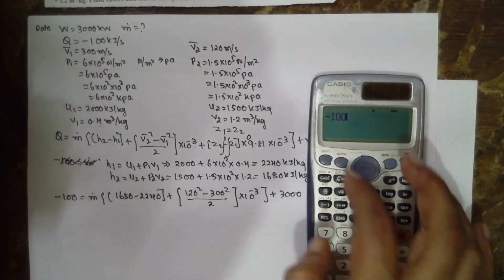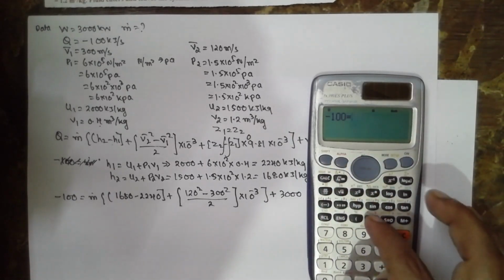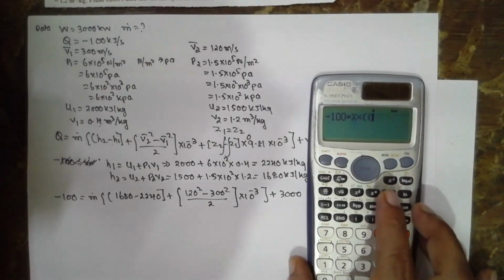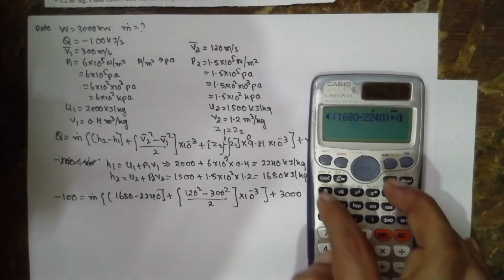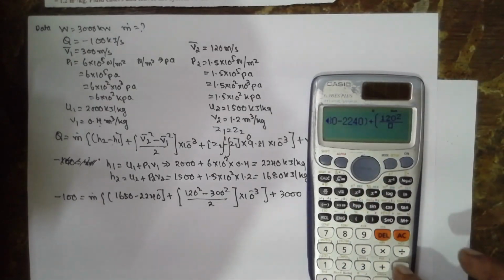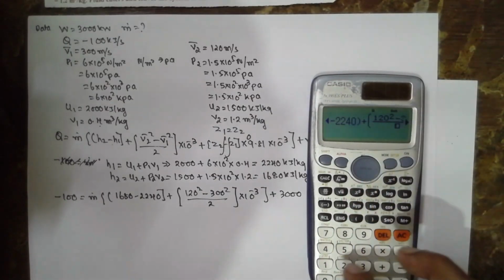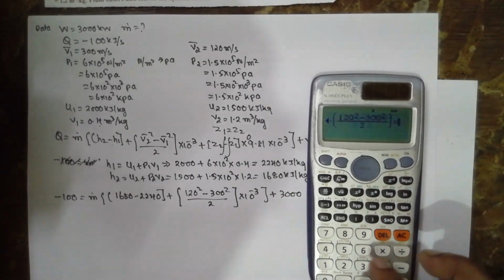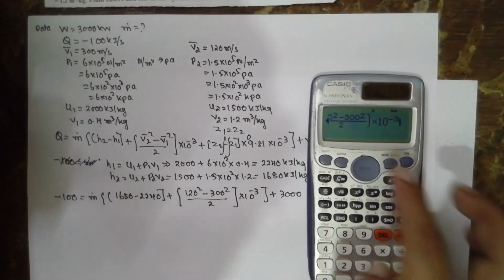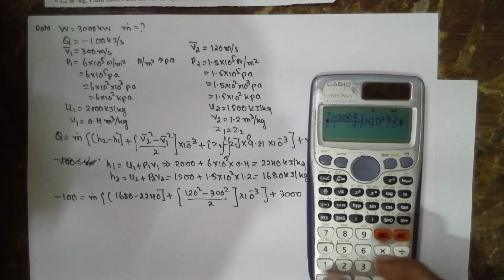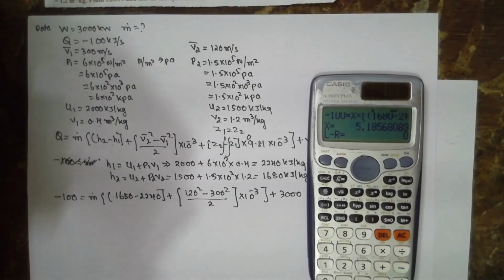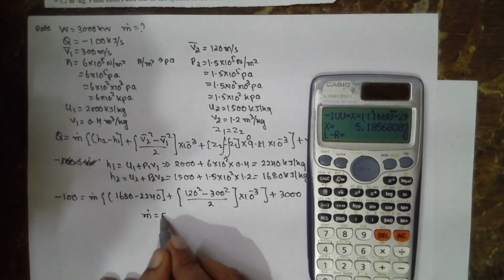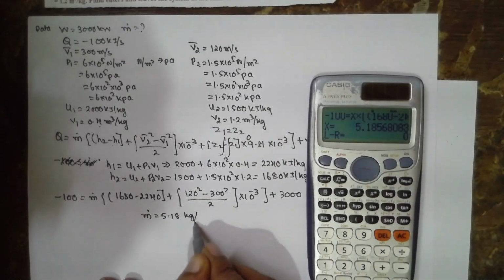Minus 100, alpha is equal to alpha x, double bracket, 1680 minus 2240, close the bracket, plus 120 square minus 300 square divided by 2 into 10 raised to minus 3, close the bracket, plus 3000, shift solve is equal to. The answer is m dot is equal to 5.18 kg per second.